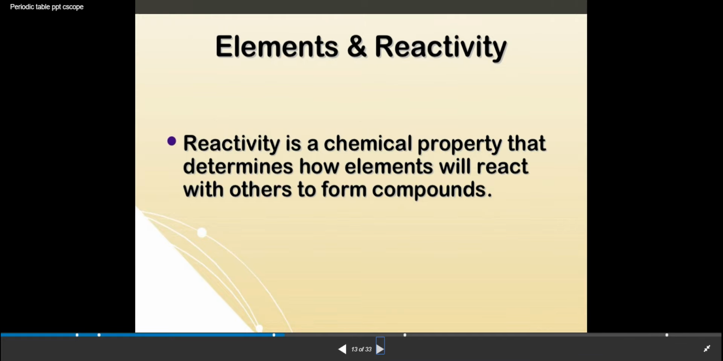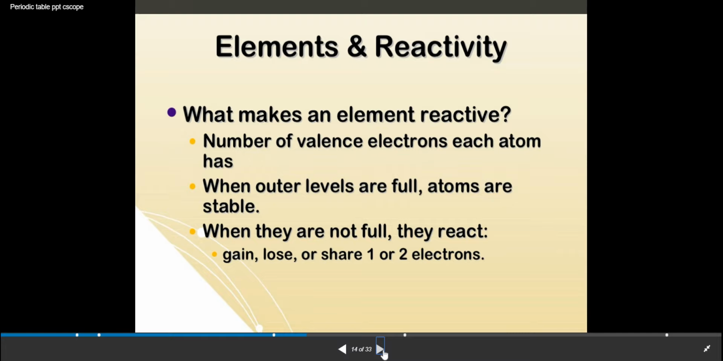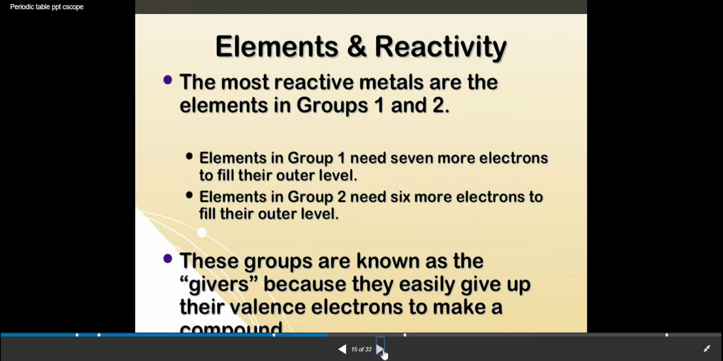Reactivity is a chemical property that determines how elements will react with others to form compounds. What makes an element reactive? The number of valence electrons in each atom. When the outer levels are full, that atom is stable, so it doesn't want to connect with anything to make a compound. When they are not full, they like to react. They'll either gain, lose, or share 1 or 2 electrons.